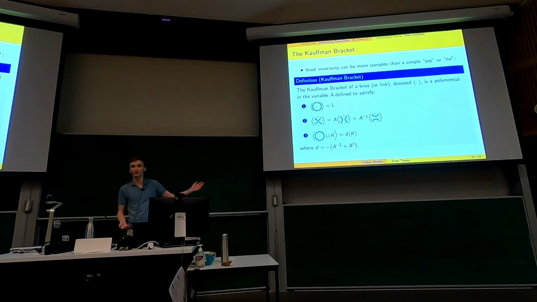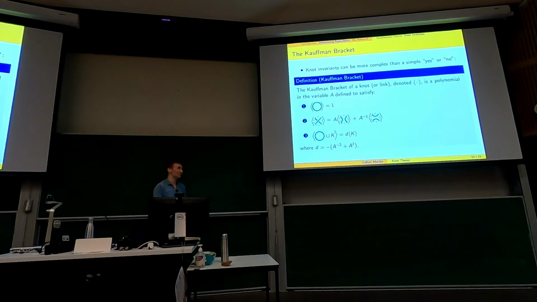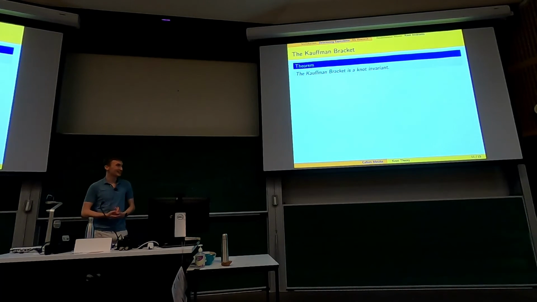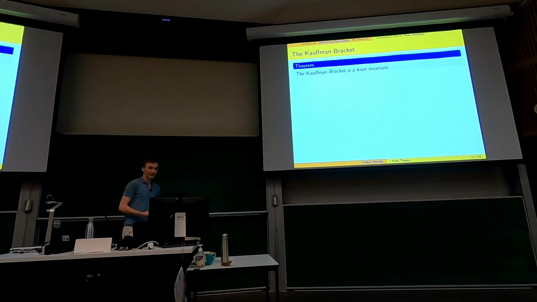Where do these numbers come from? You'd have to read Callum's paper for that, because what he does is actually prove that this d equals negative a to the minus 2 minus a to the 2 is what is necessary for this thing to become a knot invariant. But this is a recursive relationship. This allows us to take any knot, smooth it out, and get a polynomial out of it. So that's the theorem. I won't prove this because it is quite hard. But this says that yes, the Kauffman bracket is a knot invariant.